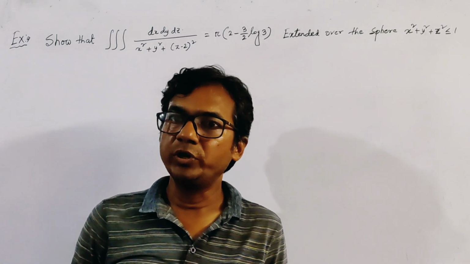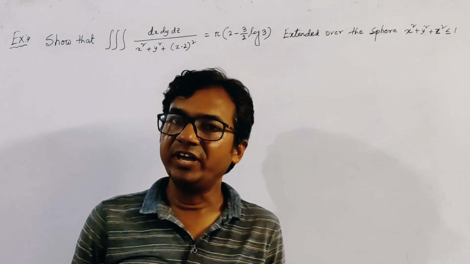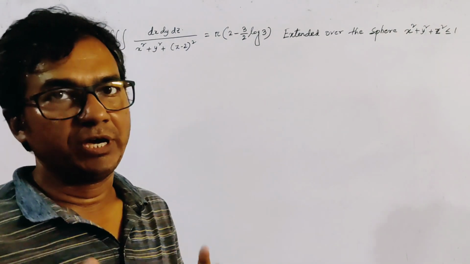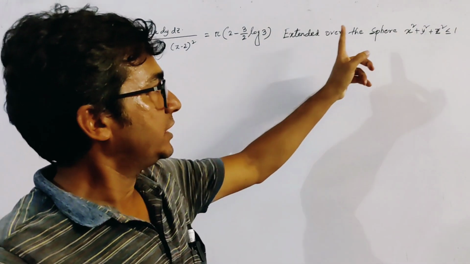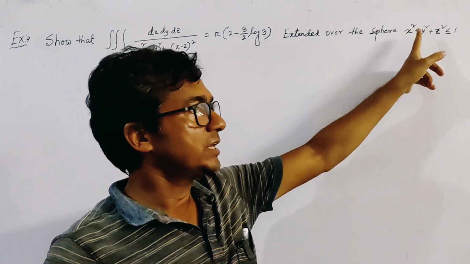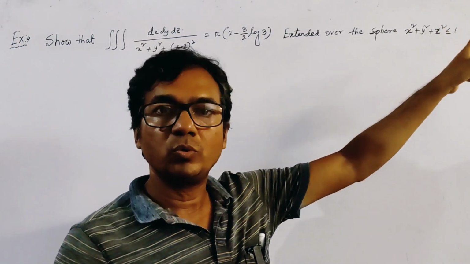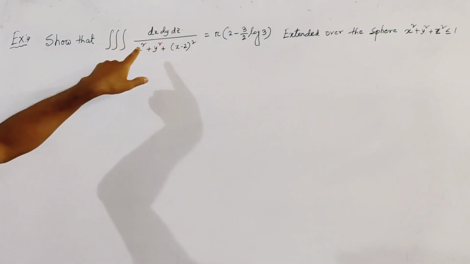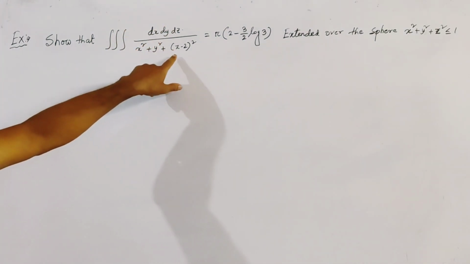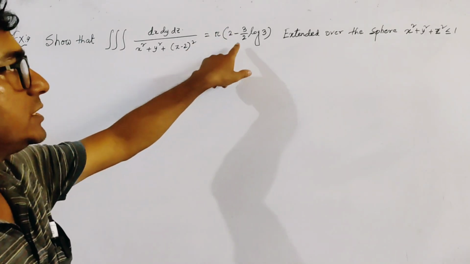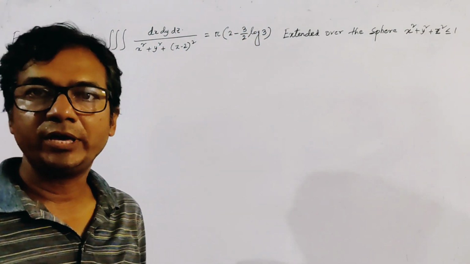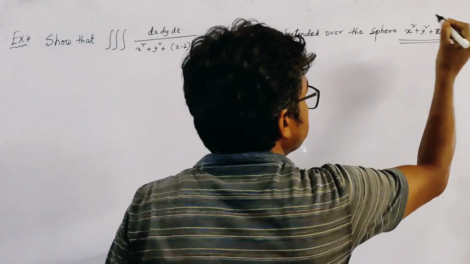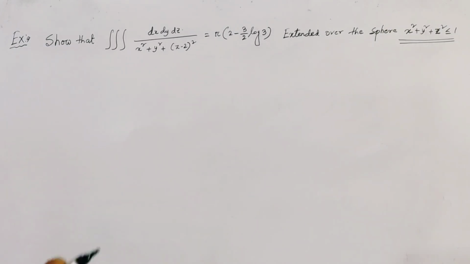In this class, we evaluate a very important triple integration over a unit sphere. The given region is the unit sphere, x square plus y square plus z square less than or equal to 1, and the integration is triple integration dx dy dz by x square plus y square plus (z minus 2) whole square, and the answer is also given here.